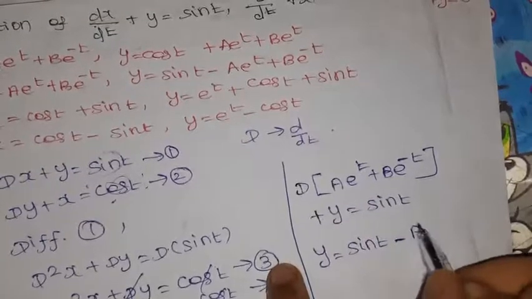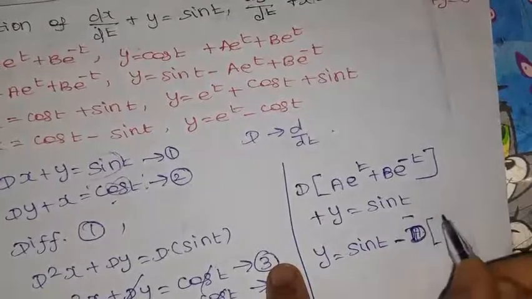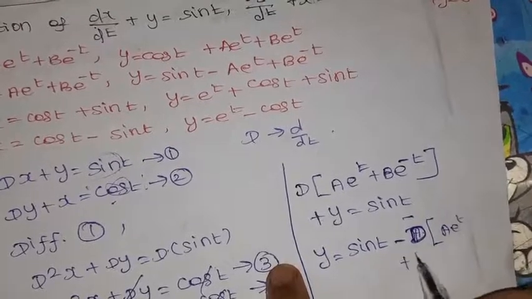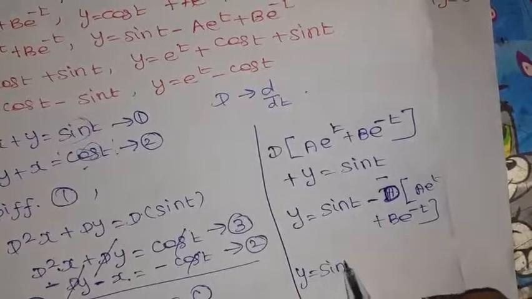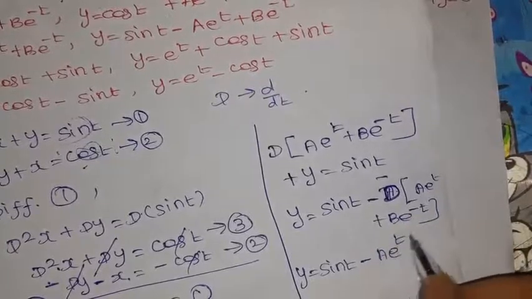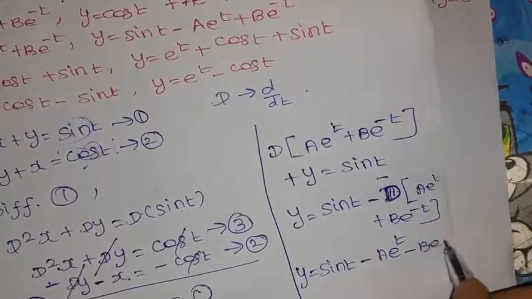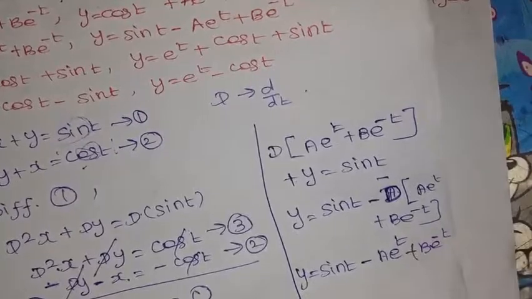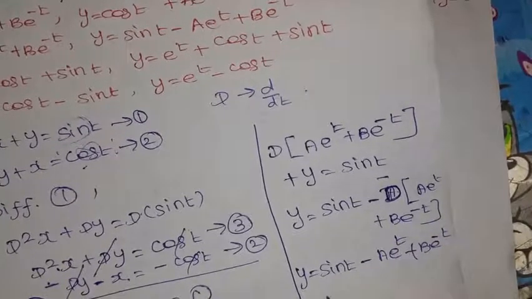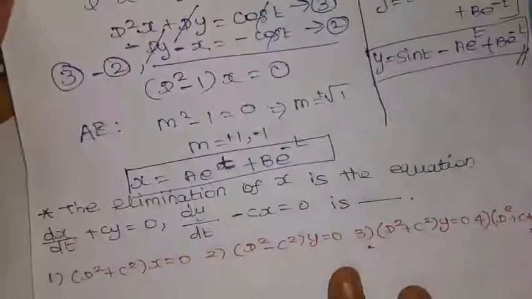I am writing again for our understanding. Differentiation of this term, a e^t + b e^(-t). So y = sin t minus the differentiation of a e^t, then the differentiation of b e^(-t), minus b e^(-t). Already one minus sign is there, so minus into minus is plus. So y = sin t minus a e^t + b e^(-t). So this is the y value and this is the x value.